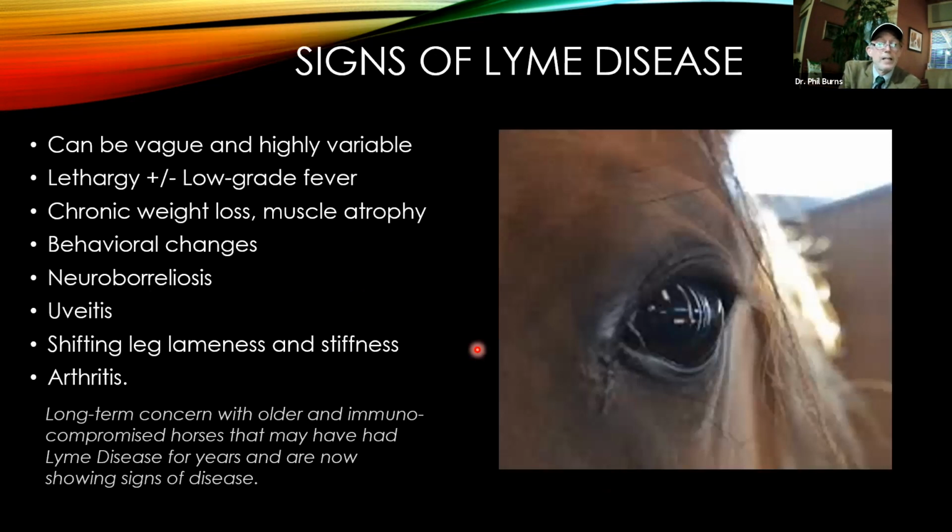It can be vague: lethargy, low-grade fevers, chronic weight loss, behavioral changes. Neuroborreliosis is a fancy name for neurologic changes, uveitis, shifting leg lameness and stiffness, arthritis. And the long-term concerns with older and immunocompromised horses that may have had the disease for years and now start to show signs, especially with our geriatric population now, which is great. They're living longer, but we're seeing some with more difficult complications to treat from Lyme.